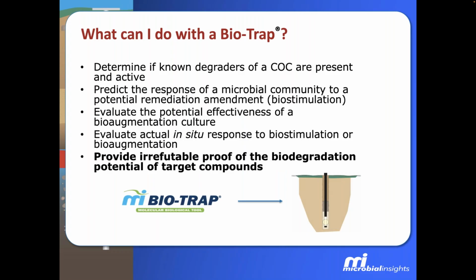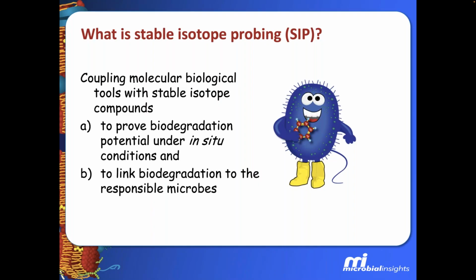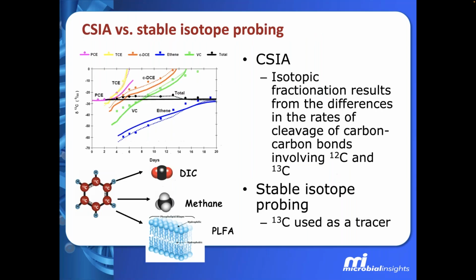Now we go to the last bullet point here, providing irrefutable proof of biodegradation potential of a target compound. And here's where I talk about one of my favorite applications, and that's stable isotope probing. Stable isotope probing is all about using stable isotope to prove biodegradation under actual in situ conditions. But before I go on, I want to make sure that we understand the difference between 2 different stable isotope techniques. Stable isotope probing is very different from compound-specific isotope analysis.